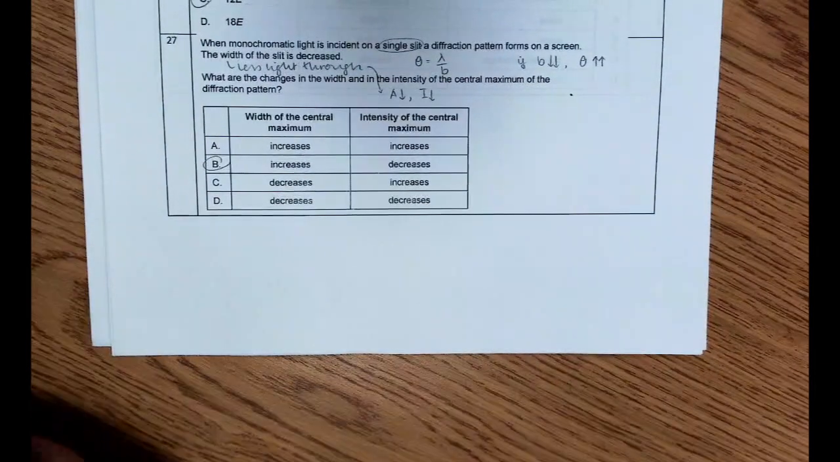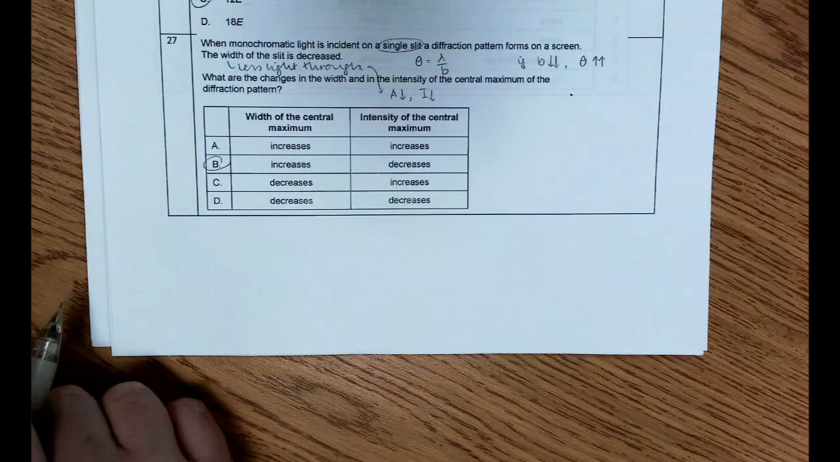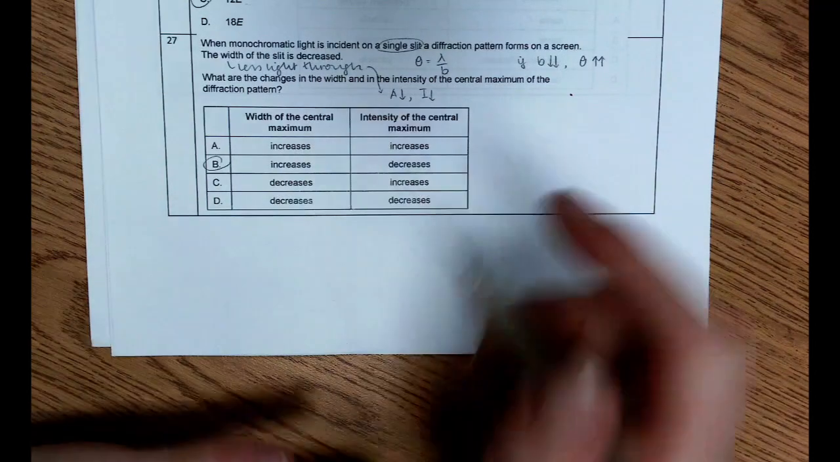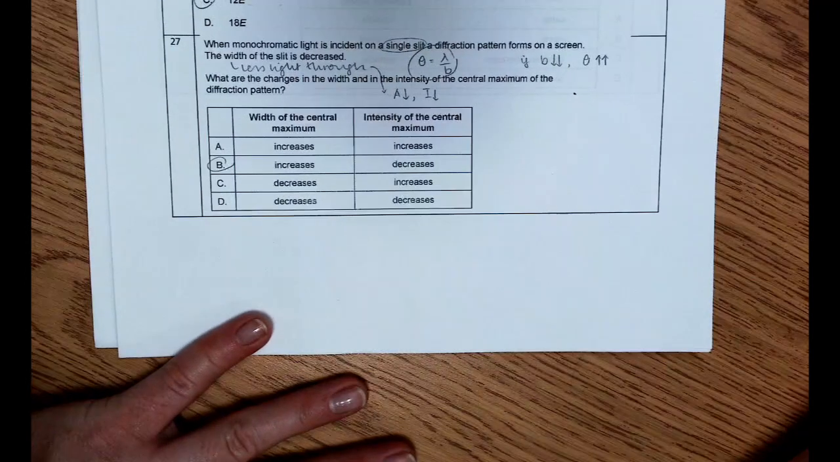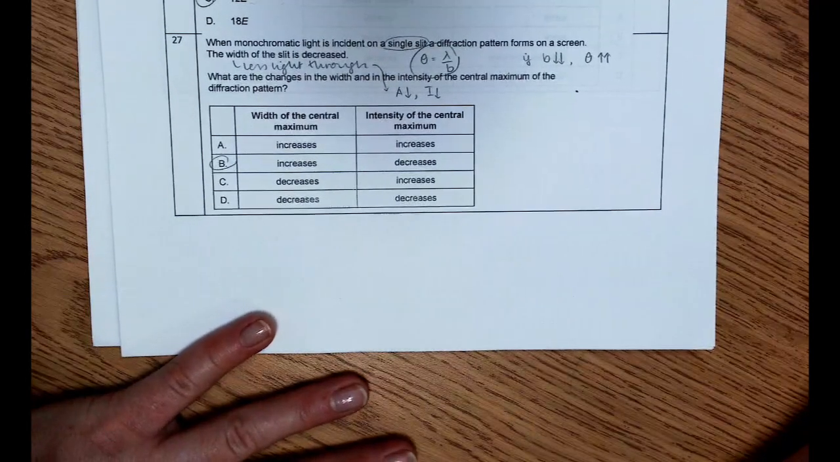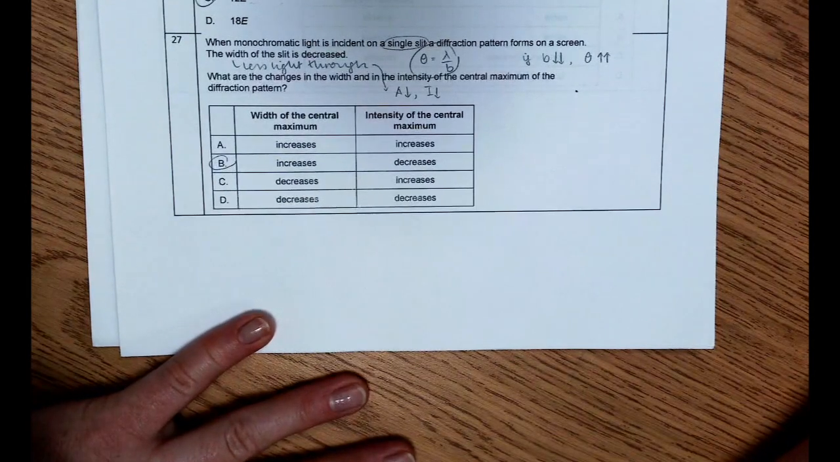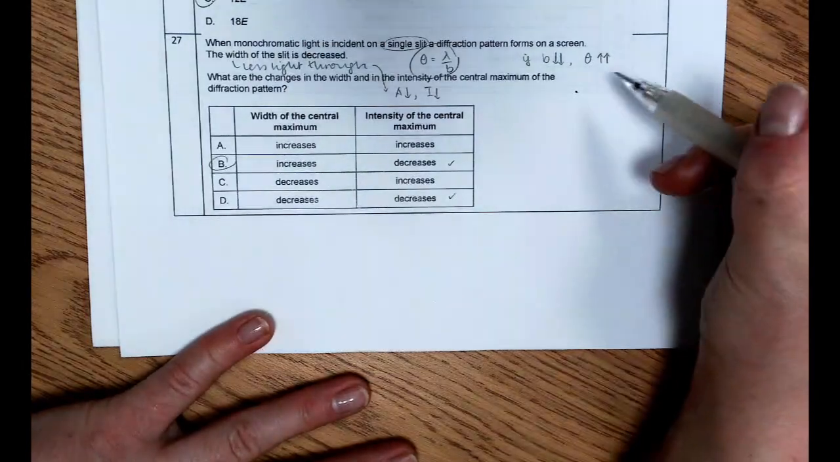In 27, when monochromatic light is incident on a single slit, so it's single slit diffraction patterns forming on a screen, we're using our single slit diffraction equation, theta is lambda over b. We're told that the width of the slit is decreased. Clearly less light can get through a smaller slit, so the amplitude goes down and the intensity goes down, so we choose B or D.